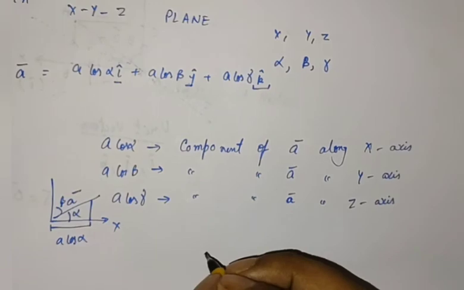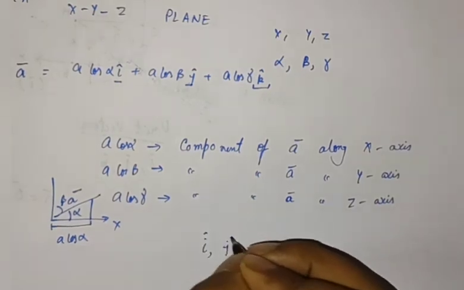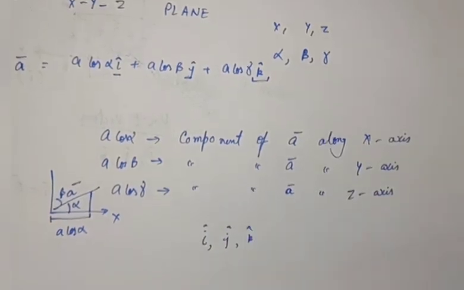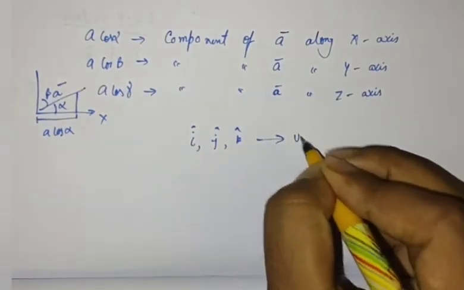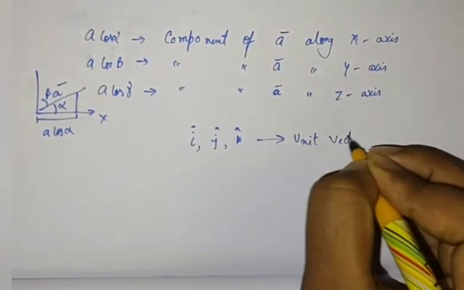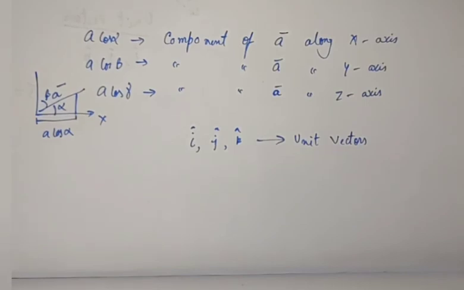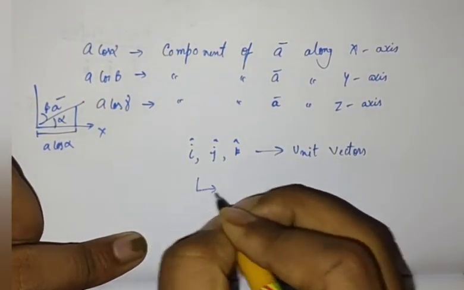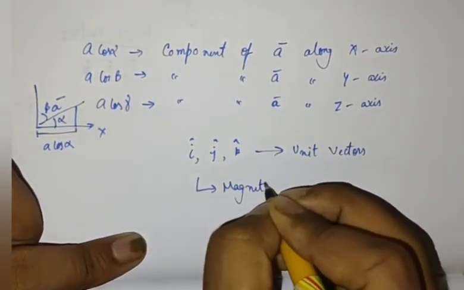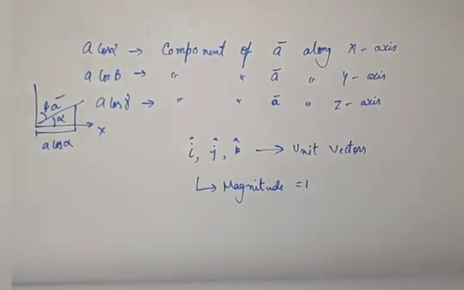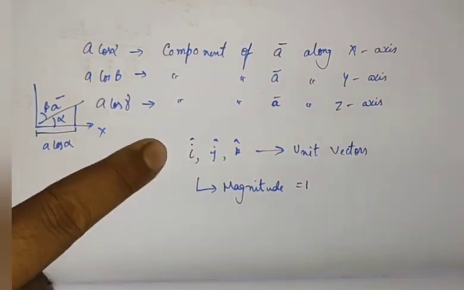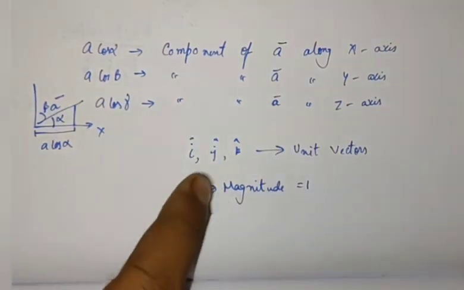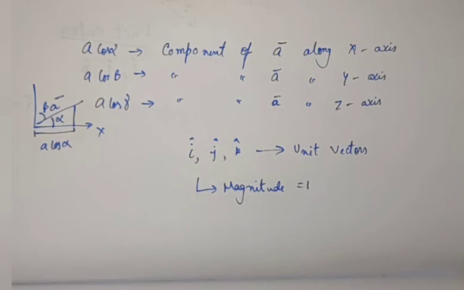Now talking about I, J and K, these are unit vectors. Unit, what do we mean by unit? Unity is 1. So the magnitude of these is equal to 1. They just tell us about the direction. So I cap means x-axis, J cap means y-axis, and K cap means z-axis. So this is the whole crux of unit vectors and resolution of vectors.